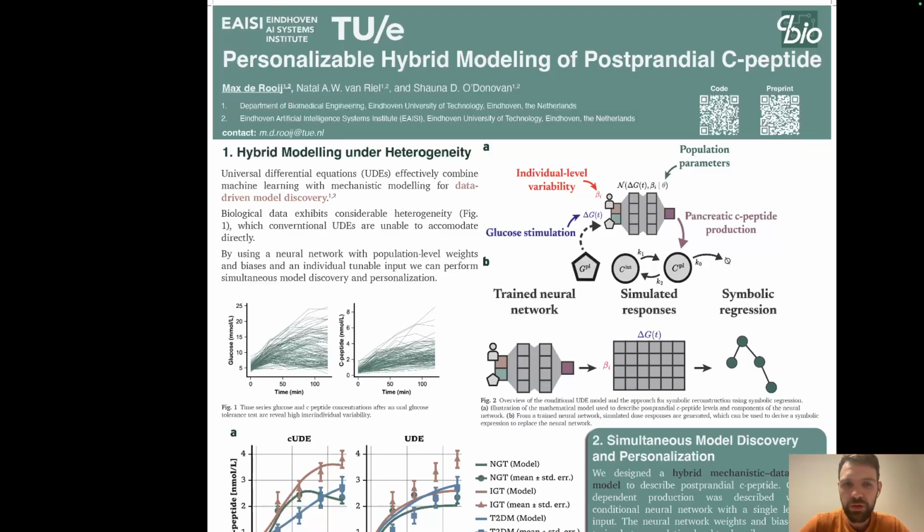To be able to use universal differential equations in these cases, we introduce conditional universal differential equations, or CUDEs, which contain a shared neural network structure that describes population-level behavior and an individual-specific conditioning parameter that captures personal differences in C-peptide production. This structure allows for simultaneous model discovery and personalization without needing a model for each person or excessive data.